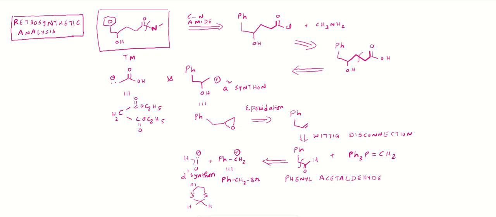So starting from dithiane, we'll synthesize the phenylacetaldehyde, then we'll do the Wittig reaction, then the epoxidation, and then we'll treat the epoxide with the anion of diethyl malonate. This is diethyl malonate. Now this is all the retrosynthetic analysis, and therefore now we'll go through the synthesis.